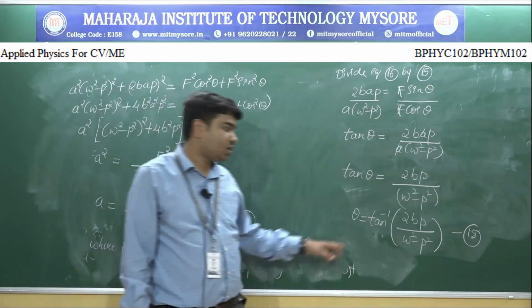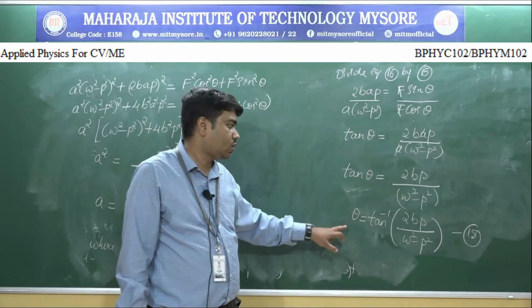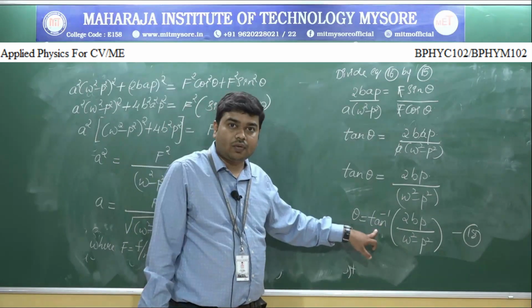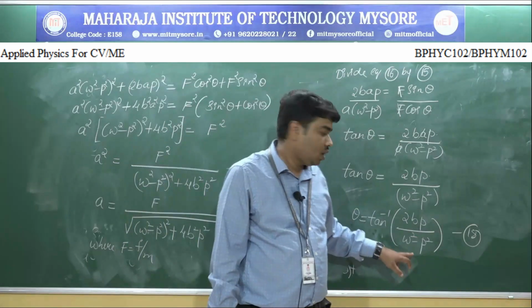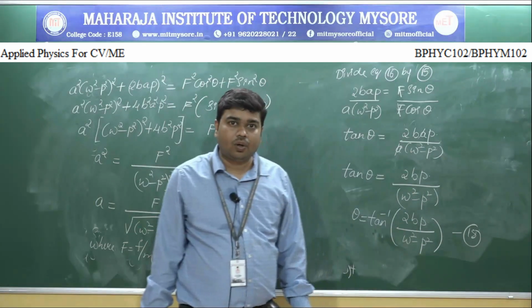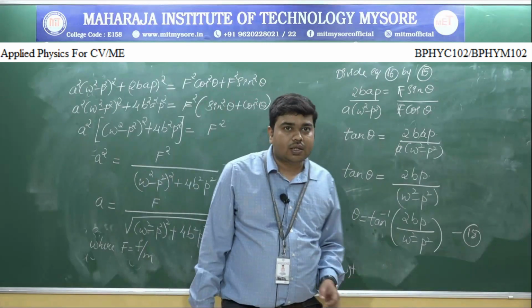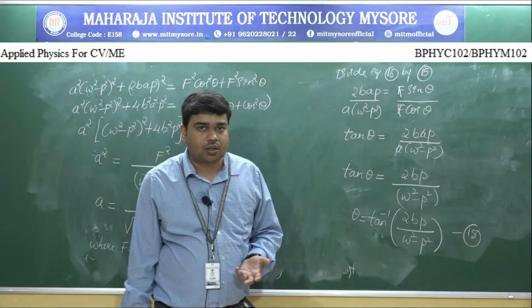So expression 18 or equation 18 is the phase for the forced oscillation given by θ is equal to tan inverse of 2bp divided by ω² − p², where b is the damping coefficient, p is the frequency of the applied force, and ω is the frequency with which the body is oscillating.